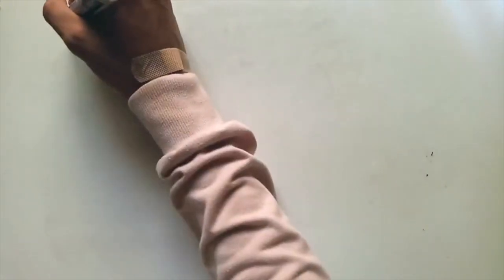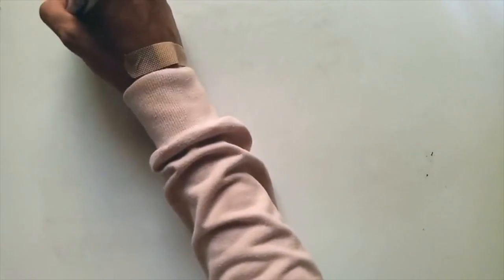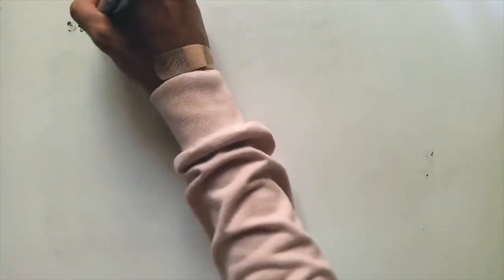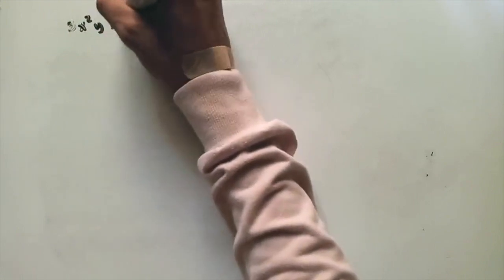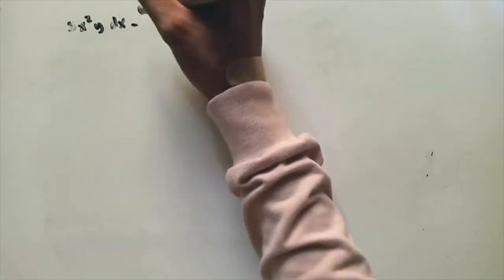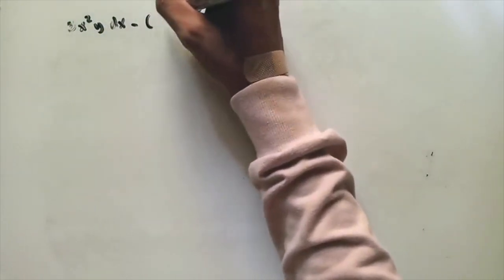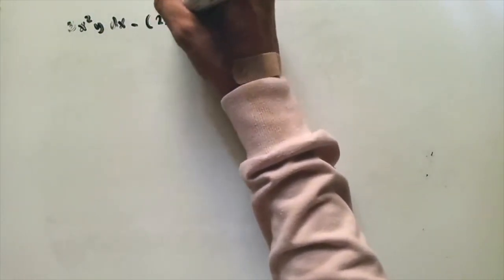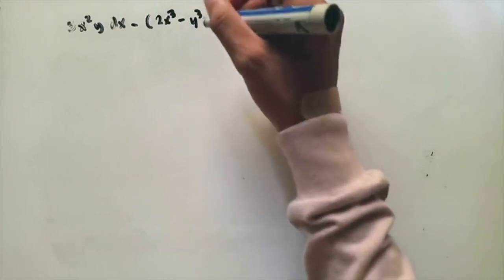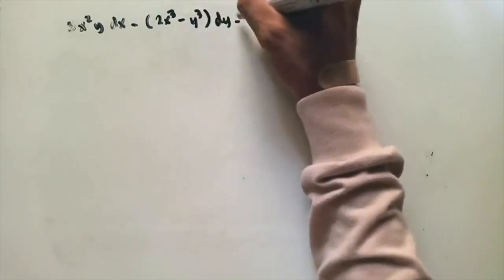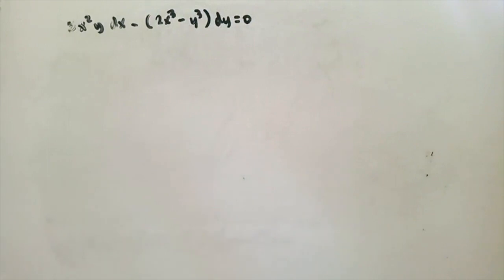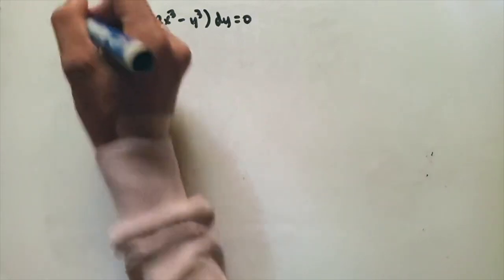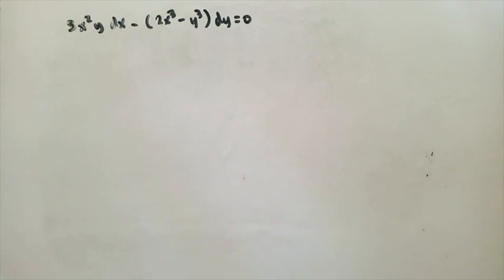For problem number 1, I have (3x squared y minus 2x cubed) dx minus y cubed dy equal to 0. So notice that this differential equation has terms of the same degree, so we can call this a homogeneous equation.